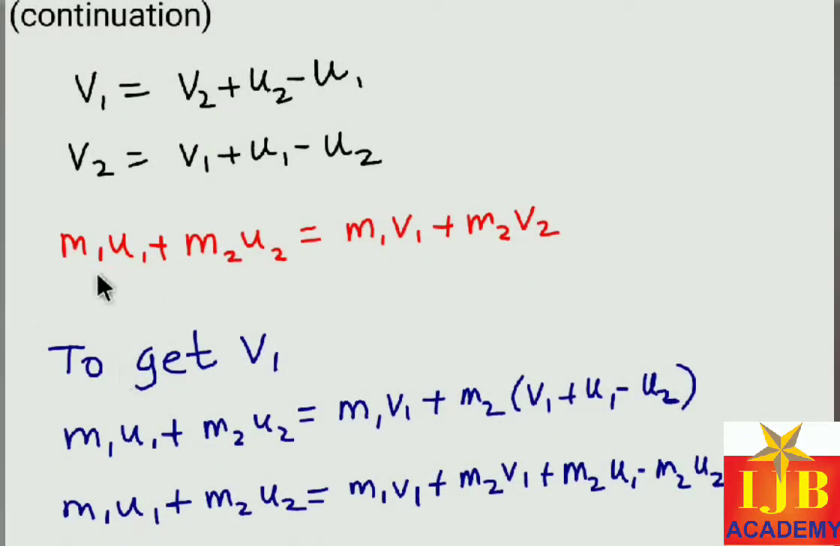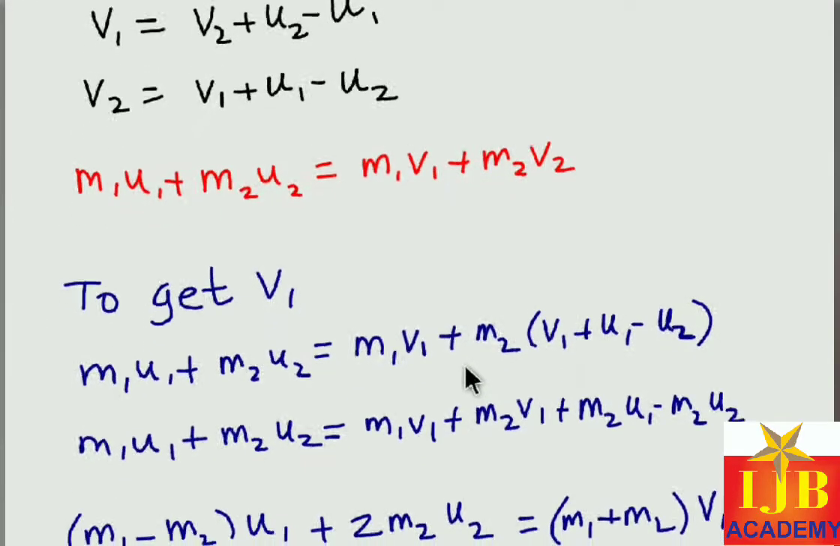To get the final velocity of the first ball, V1, I have to substitute this V2 value in the momentum conservation equation. So m1 u1 plus m2 u2 is equal to m1 v1 plus m2, and instead of this v2, I am just going to substitute this value v1 plus u1 minus u2. Thereafter it's just simple maths. You can follow the maths which I have written here.